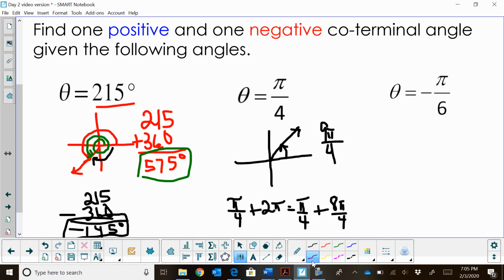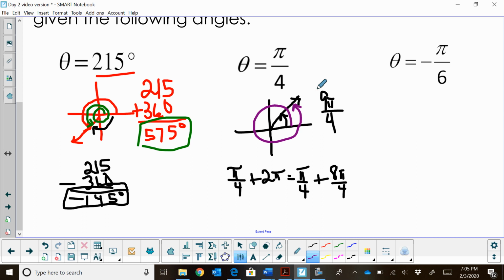Now to draw it, starting on the positive x-axis, I'm going to loop in the positive direction, and I'm going to stop right there so they have the same coterminal angle. So there's the first one. Let me box that so we can find it.